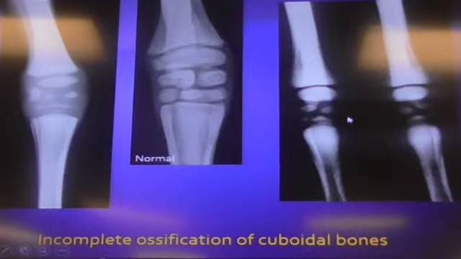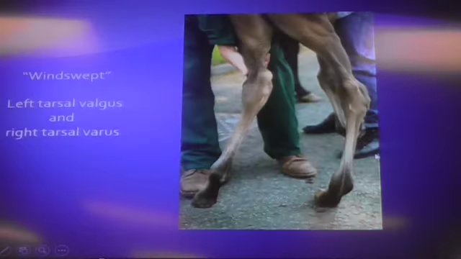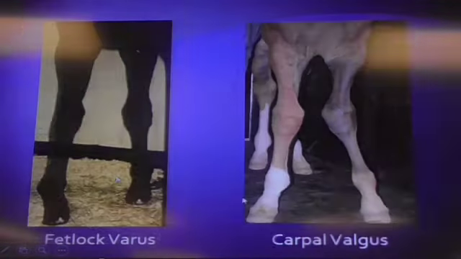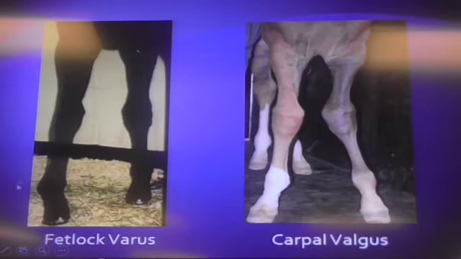Let's go back here. All right, so this one, tarsal valgus. Let's pretend this is not an incomplete ossification or something like this. Just pretend this is a disproportionate growth. Where is it going to occur? Distal tibia. So it's above the location of the problem. This guy? Where is that going to be occurring? Distal cannon bone, yep, so distal metacarpus. Okay.